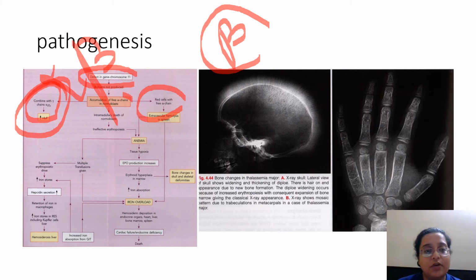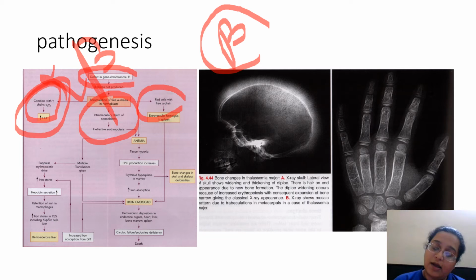And accumulation of a lot of free alpha chain also leads to ineffective erythropoiesis, because when the adult hemoglobin is not forming properly and all the delta and gamma has been saturated, then what is left? A simple plain alpha chain. So if there's ineffective erythropoiesis, there's a lot of hemolysis, it leads to anemia, which leads to tissue hypoxia, which leads to increased iron absorption from the gut, because the body thinks that there's a lot of anemia, because the iron levels are low, and you get an iron overload.